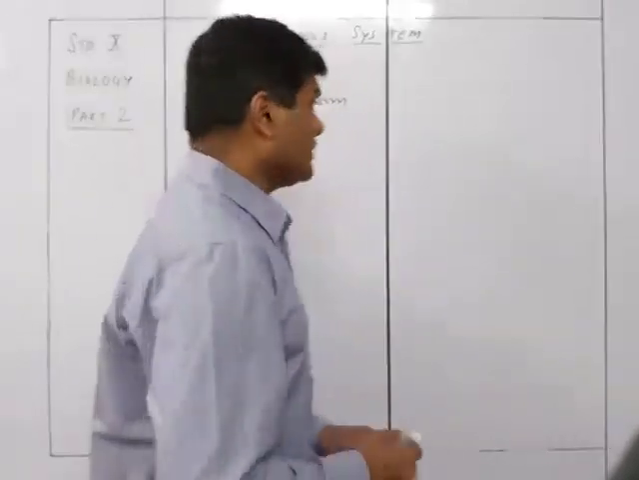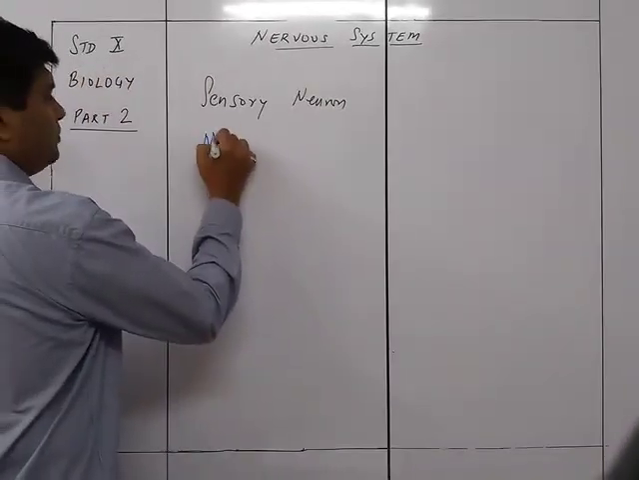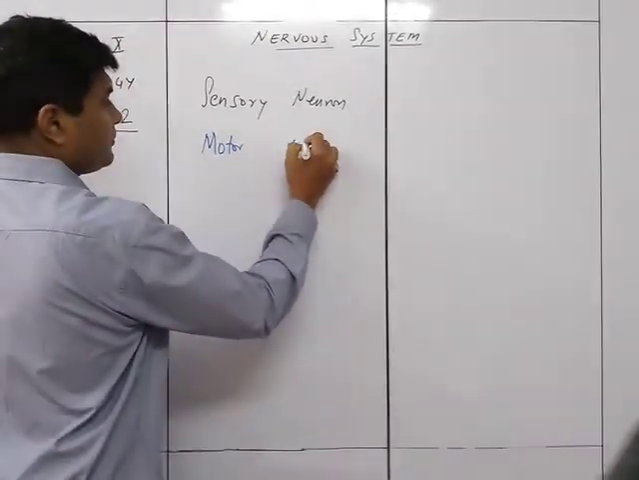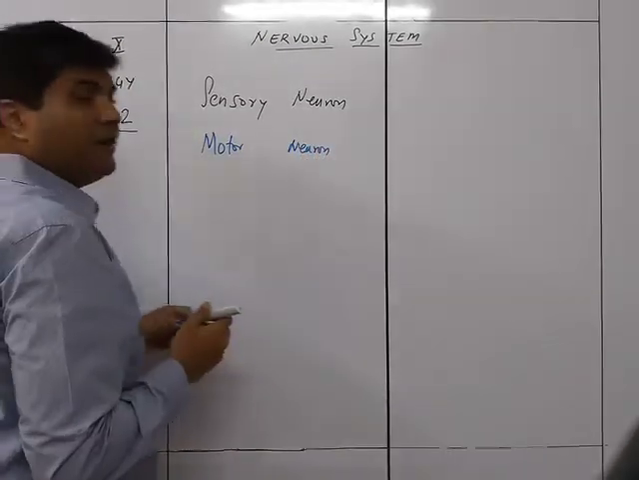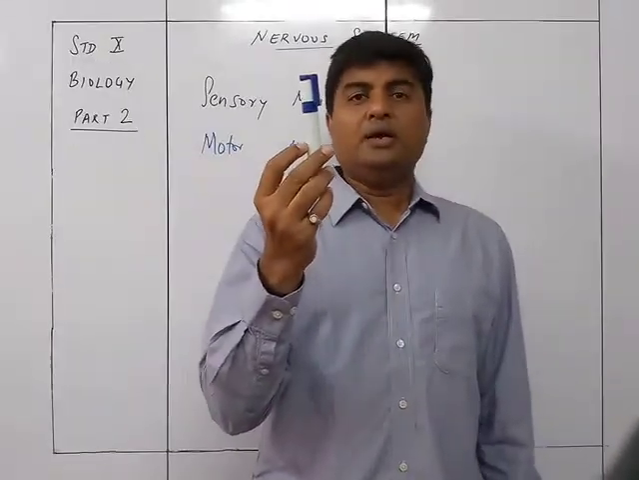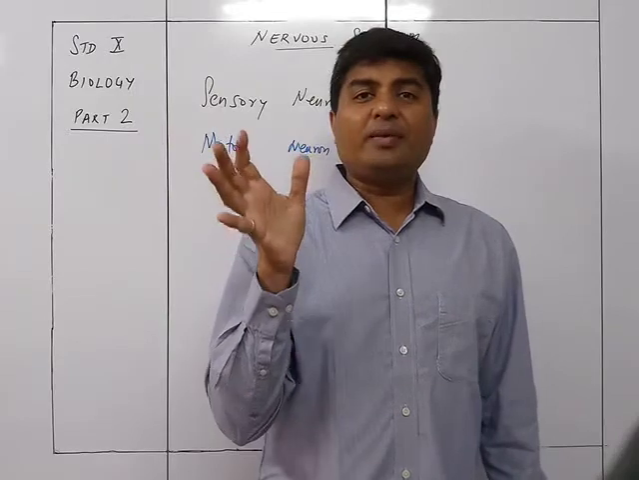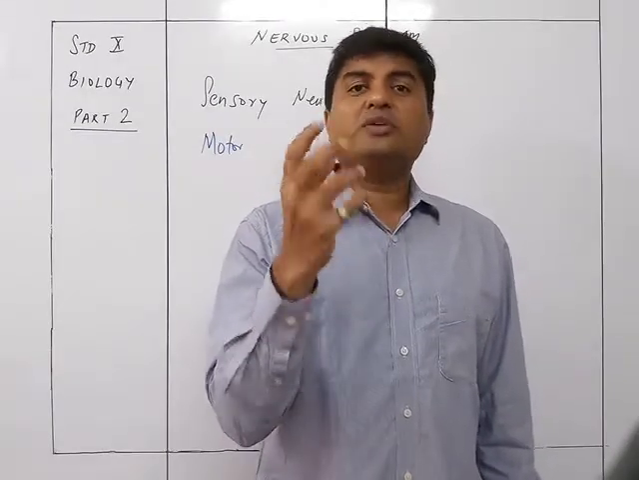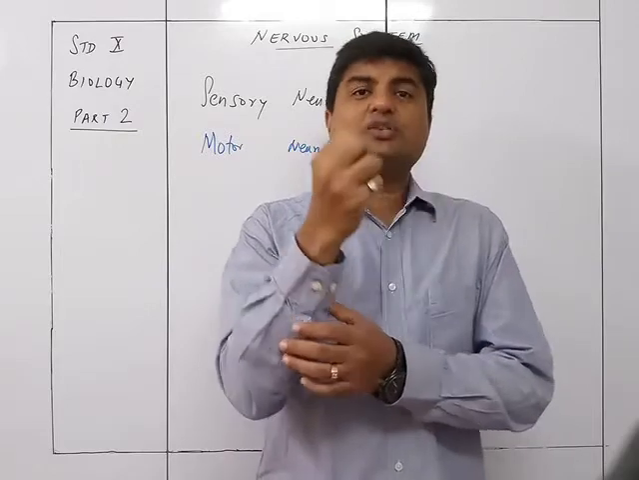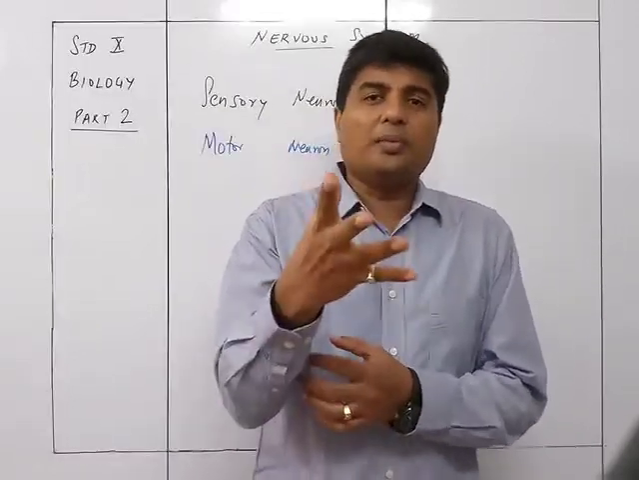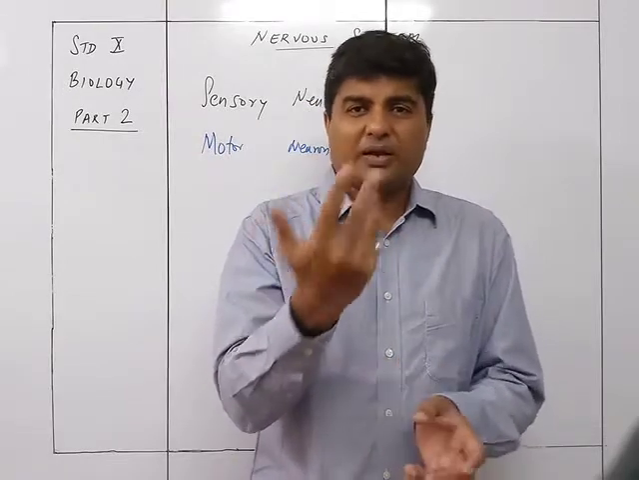The next one is the motor neuron. Now once I know that the pen was hot, the brain tells me to leave it immediately, otherwise I will get burned. Leaving that particular thing is going to be done by the muscle. The muscle is going to release it, or the muscles are going to contract or expand depending upon the conditions.